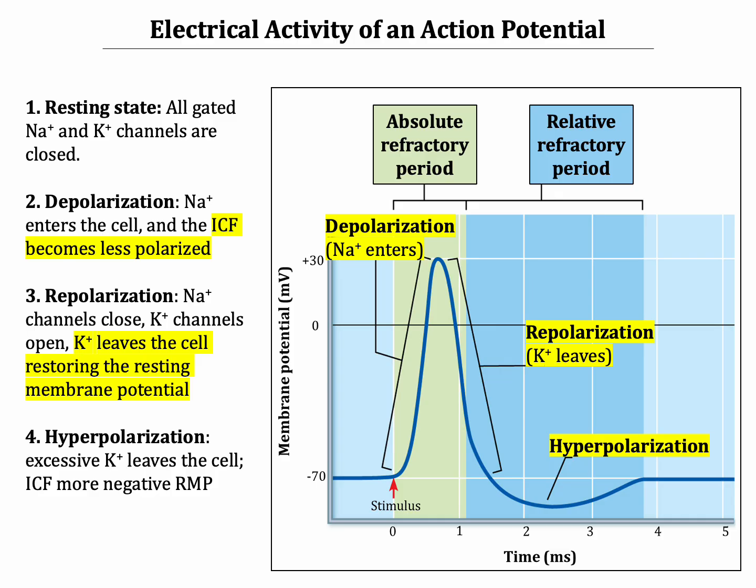So we consider the electrical activity of an action potential. Here we're at the resting membrane potential. Here's our stimulus, depolarization due to sodium, repolarization due to potassium. Here's our hyperpolarization, right? This is what an action potential looks like every single time. It maxes out at 30 millivolts.